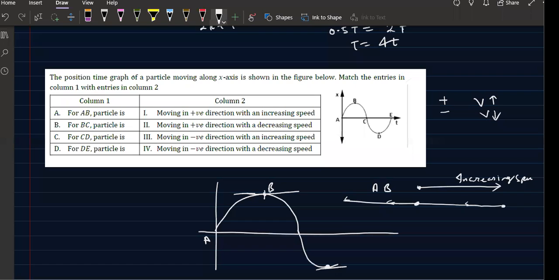Now from this point, at point B, so this is A, this is B, C, and point D. And at point D, it stops again, then it moves in this direction. This is your E. Got it, everyone? Tell me, got it, everyone? Okay.